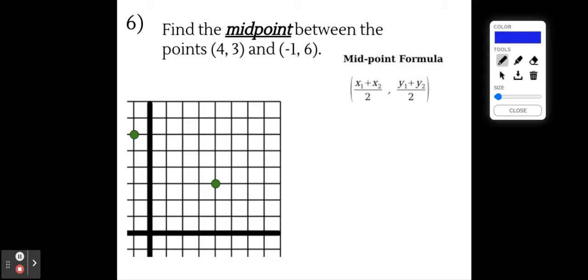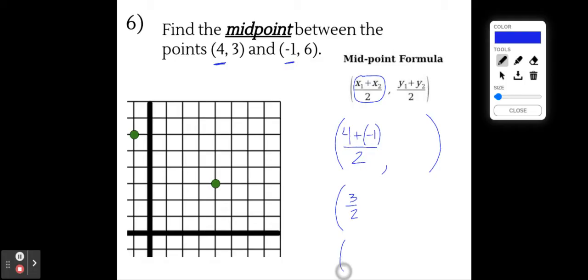So big ordered pair, comma in between. We want to find the average of the x coordinates. So let's take the x coordinates, 4 and -1, and add them together. So I got 4 plus -1, and because there's two numbers, I would divide by 2. So 4 plus -1 is 3, and 3 divided by 2, instead of writing 3 halves, I could also just write that as 1.5. Comma. My final answer is going to be down here at the bottom.